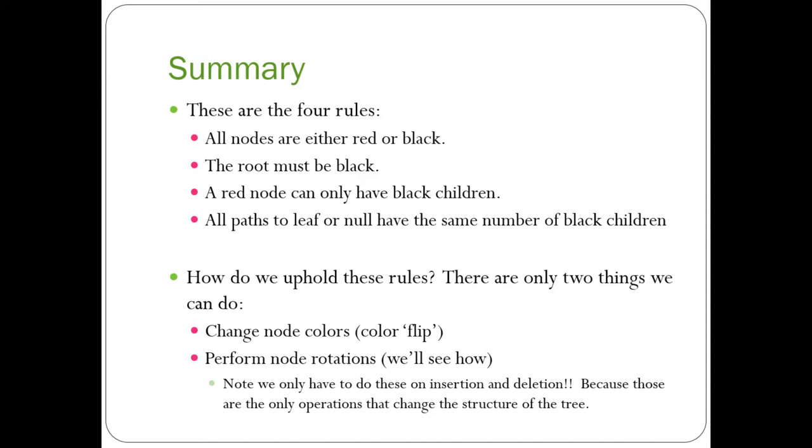So these are the four rules. All nodes are either red or black. The root must be black. A red node can only have black children. All paths to a leaf or null have the same number of black nodes. How do we uphold these rules? There are only two things we can do. The first one is color flip, and the second one is rotation. Next, in the video, we are going to learn about color flip and how to rotate the trees.